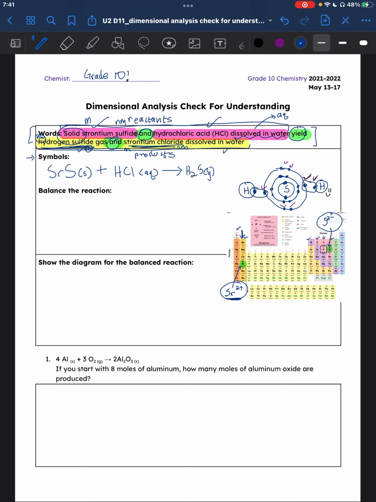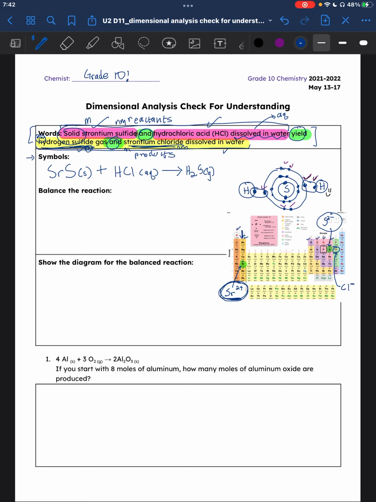Strontium still forms an Sr2+ ion. That's the ion that strontium tends to form because it has 2 valence electrons. Chlorine is way over here. It's a halogen in group 17, 7 valence electrons. It can either gain 1 valence electron or lose all 7. When I gain 1 valence electron, I have a charge of -1. That's the most likely ion for chlorine to form.